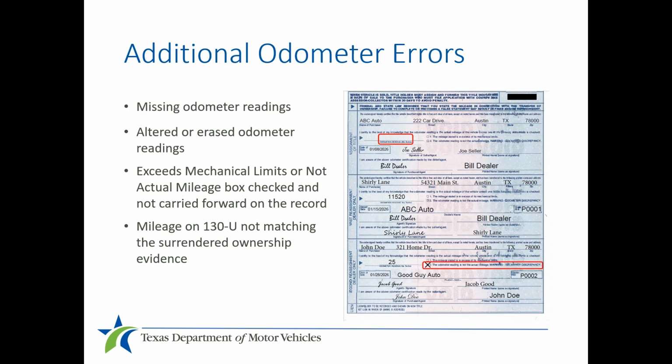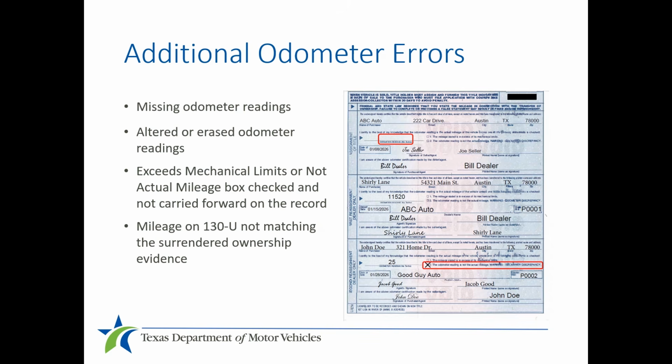Other odometer issues include missing odometer readings on surrendered evidence, altered or erased mileage, exceeds mechanical limits or not actual mileage brands not being carried forward, and mileage on the 130U not matching the surrendered title evidence. To correct these errors, a detailed statement of fact is often required from all parties where the error occurred.